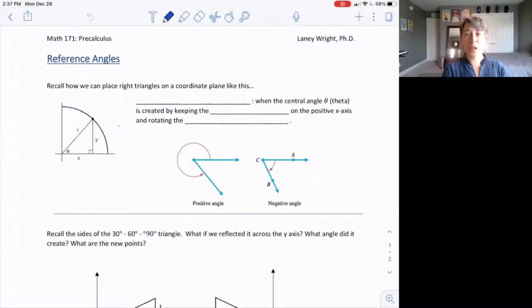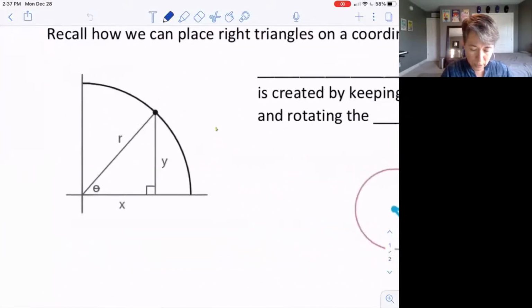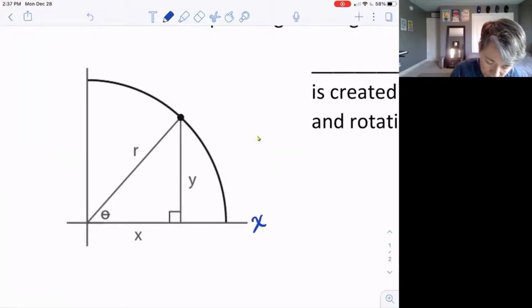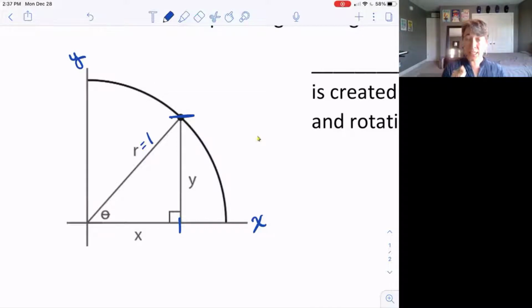Hi team, now we're going to do a little more pre-work for our trigonometry and focus on what we call reference angles. If you recall from last time, we can place right triangles on a coordinate plane like this guy here, where you've got the x-axis, and so this side is the length in x. We have the y-axis, so this side here is the length in y. And then we have our hypotenuse, r, and we've been focusing on that hypotenuse or radius being 1.